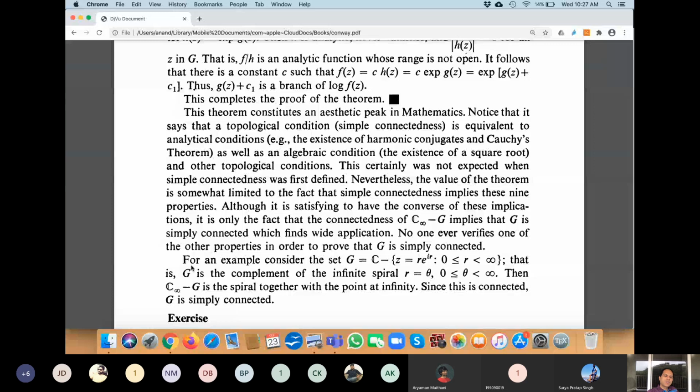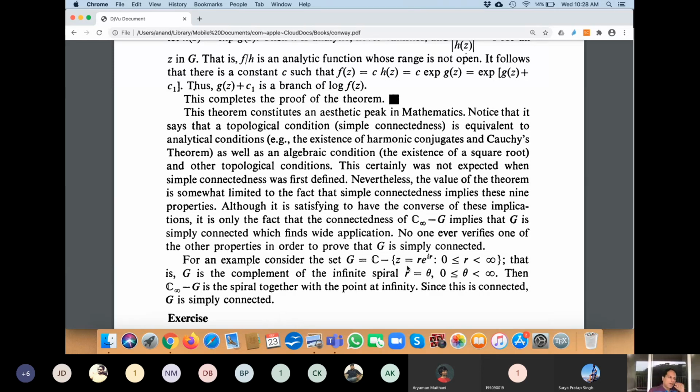And to see how complicated looking a simply connected region can be, you take an infinite spiral. You take from the origin a spiral going to infinity, a spiral curve, and you take the complement of that. Then omega is the complement of the infinite spiral. So S2 minus omega is the spiral together with the point at infinity. So that is connected. Therefore, such a thing is simply connected.